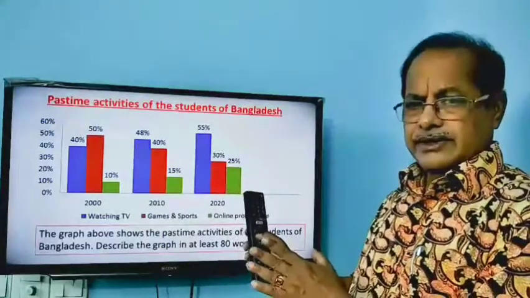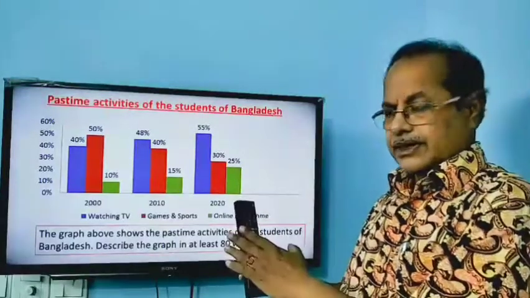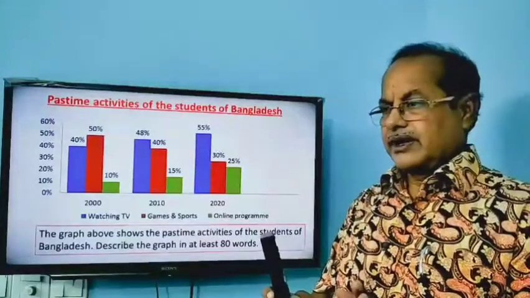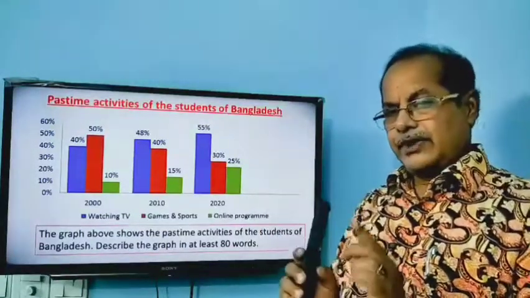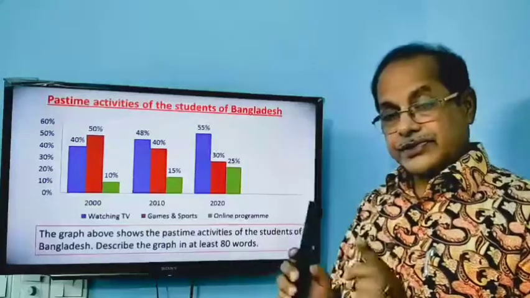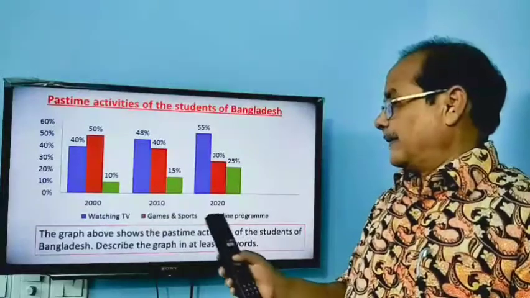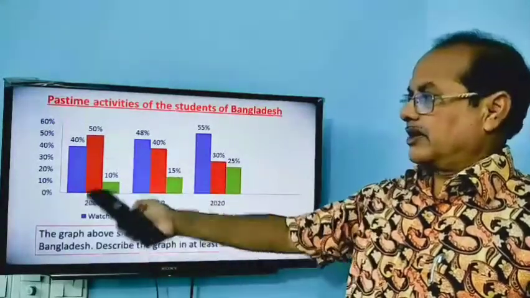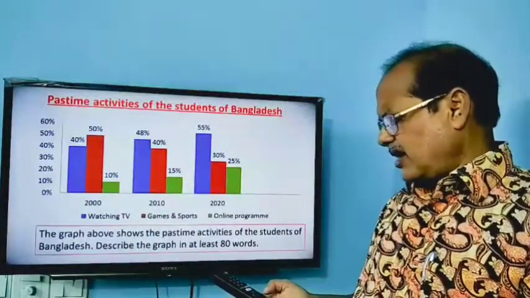This is the description. I have described the graph in more than 80 words, and you have to grasp the words and try to write them down immediately, and then you will be able to write it. Please try to write according to my description immediately. This is called a bar graph chart or column graph chart.